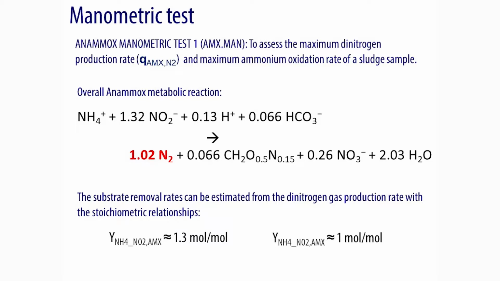Knowing the production rate of dinitrogen gas, the maximum ammonium and nitrite oxidation rates can be estimated. The estimation of the rates can be performed using the stoichiometric relationships of the Anammox process, considering that 1.02 moles of dinitrogen gas will be produced from the oxidation of 1 mole of ammonium, and that approximately 1.32 moles of nitrite are required to oxidize 1 mole of ammonium.